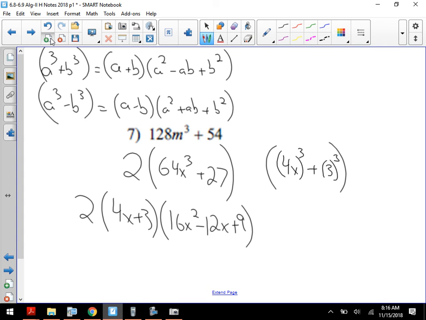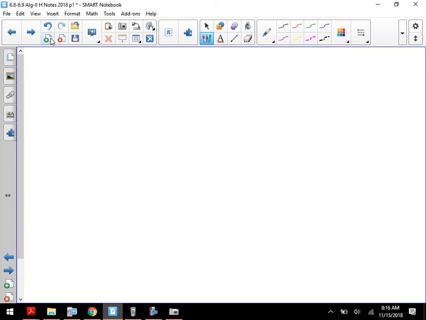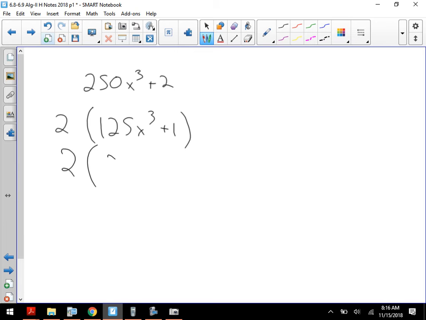Okay. 250x cubed plus 2. All right. GCF is 2. You get 125x cubed plus 1. 125's cube root is 5. Cube root of 1 is 1. So you get 2, 5x plus 1, 25x squared minus 5x plus 1.